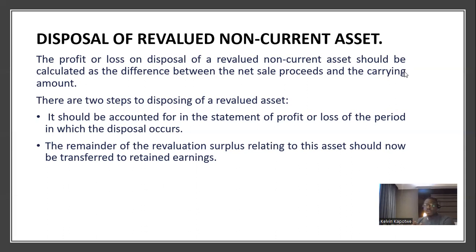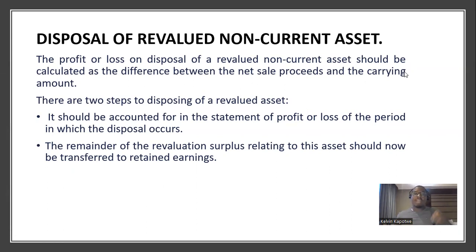Then the remainder of the revaluation surplus relating to this asset should now be transferred to retained earnings. So now that you've realized this cash, you've got the right to transfer the remainder of the revaluation surplus pertaining to this particular asset back to the retained earnings, which are distributable reserves. So this is how you actually deal with the revaluation surplus.